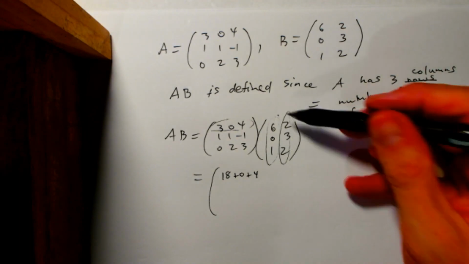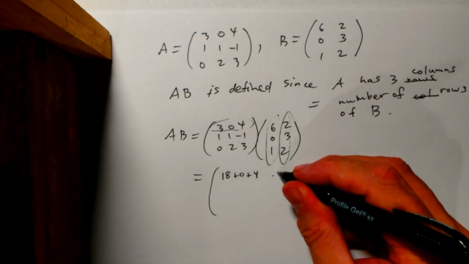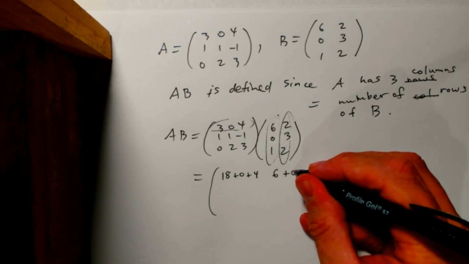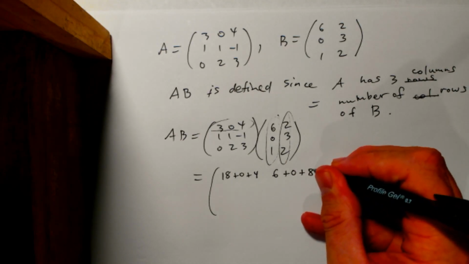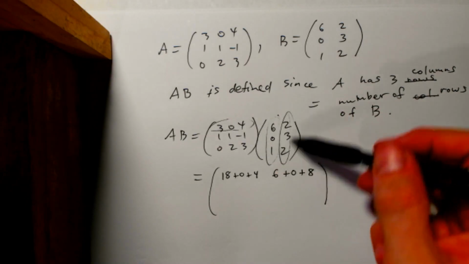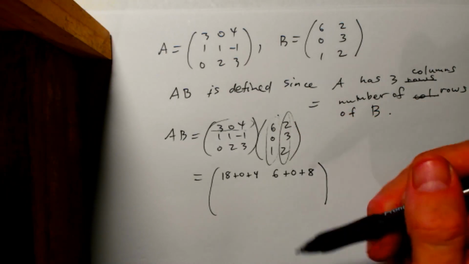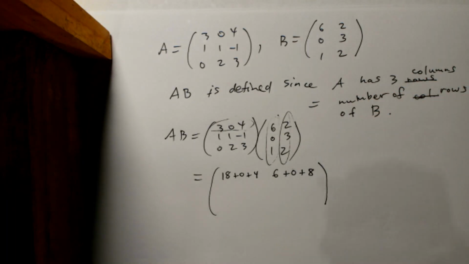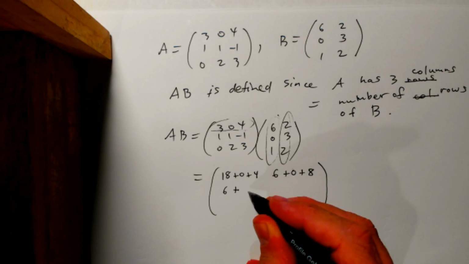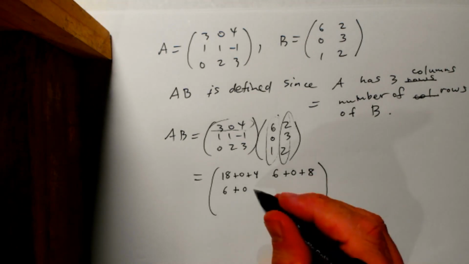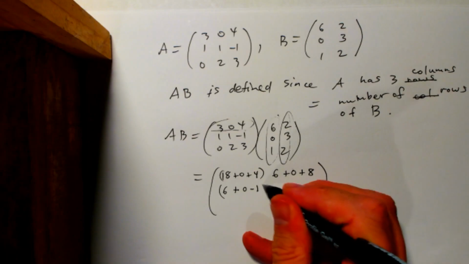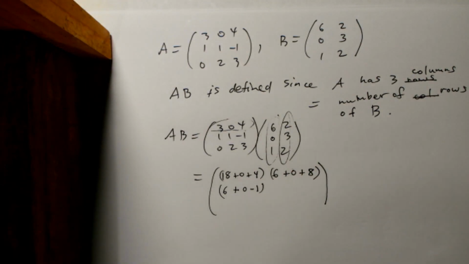Okay, now that we've got that written out, we move on. First row times second column, and we place it here. So 3 times 2 is 6. Then 0 times 3 is 0. 4 times 2 is 8. We add that together. Okay, so we've done the first row with each of the columns. Now we move on to the second row of A and match it with each of the 2 columns. And so we have 1 times 6 is 6. 1 times 0 is 0. Minus 1 times 1 is minus 1. Let's put brackets around these to separate them so we don't get them mixed up.